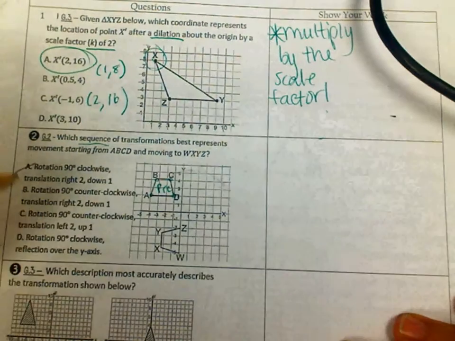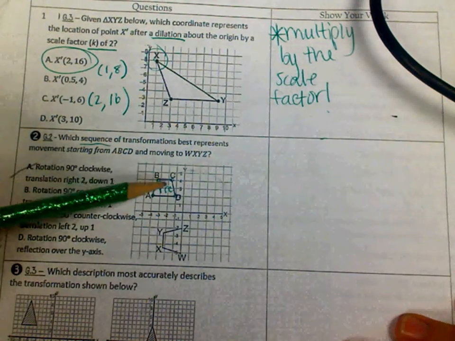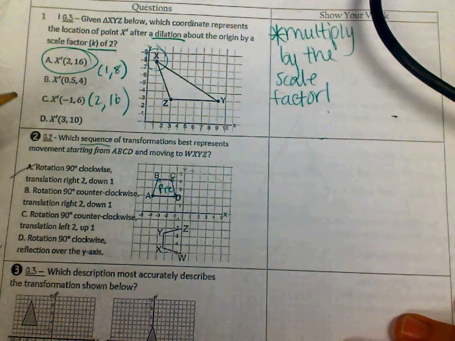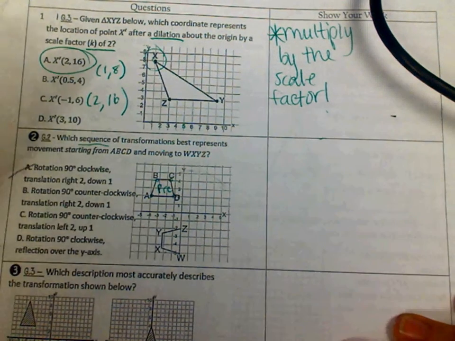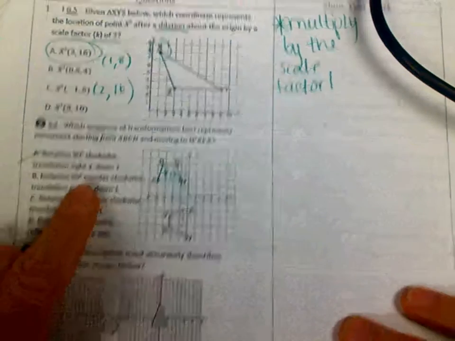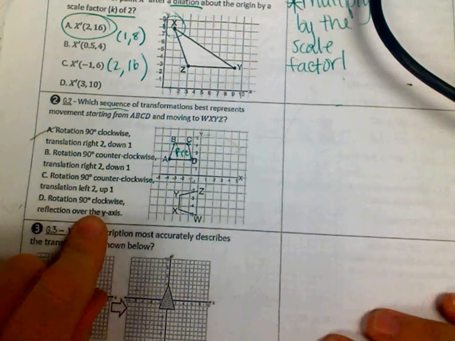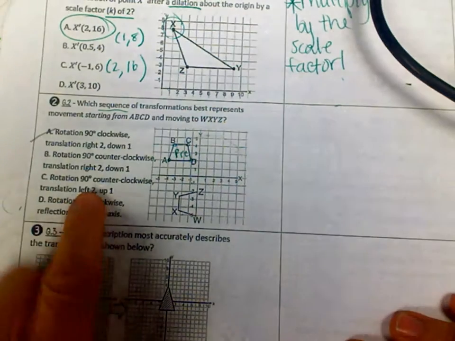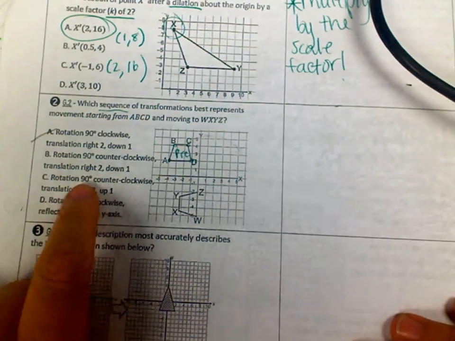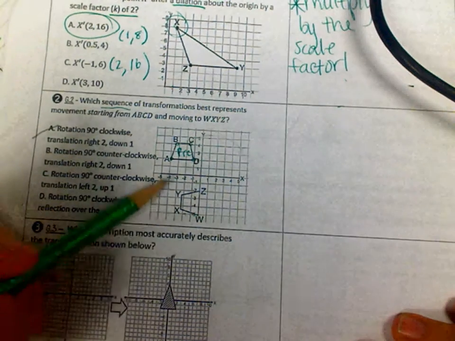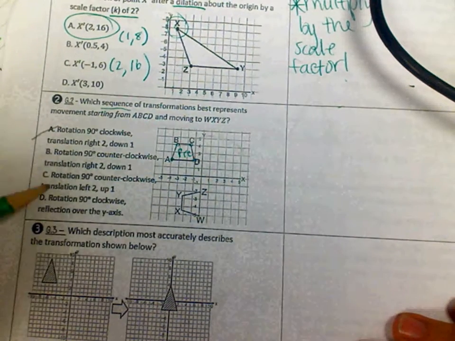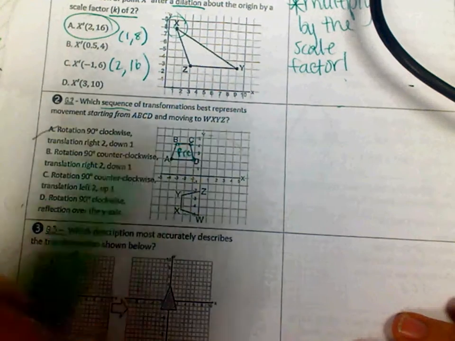Okay. B says a rotation 90 degrees counterclockwise. Okay, possible. And then right 2 and down 1. Let's save that one. That's a possibility. Okay, I'm going to just try to eliminate as many as I can. All right, C says a rotation 90 degrees counterclockwise. Okay. And then left 2 and up 1. Maybe that one too. So those are both possibilities.